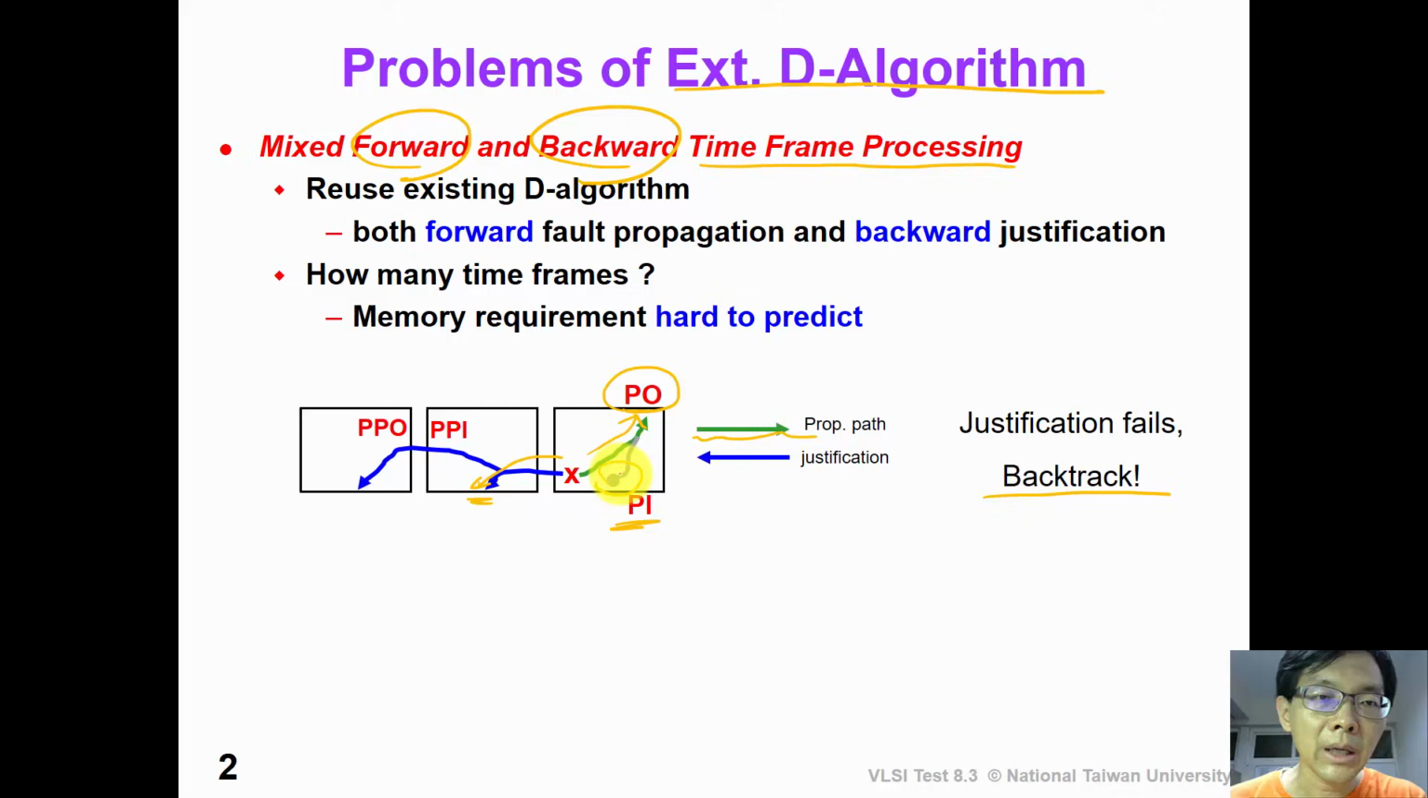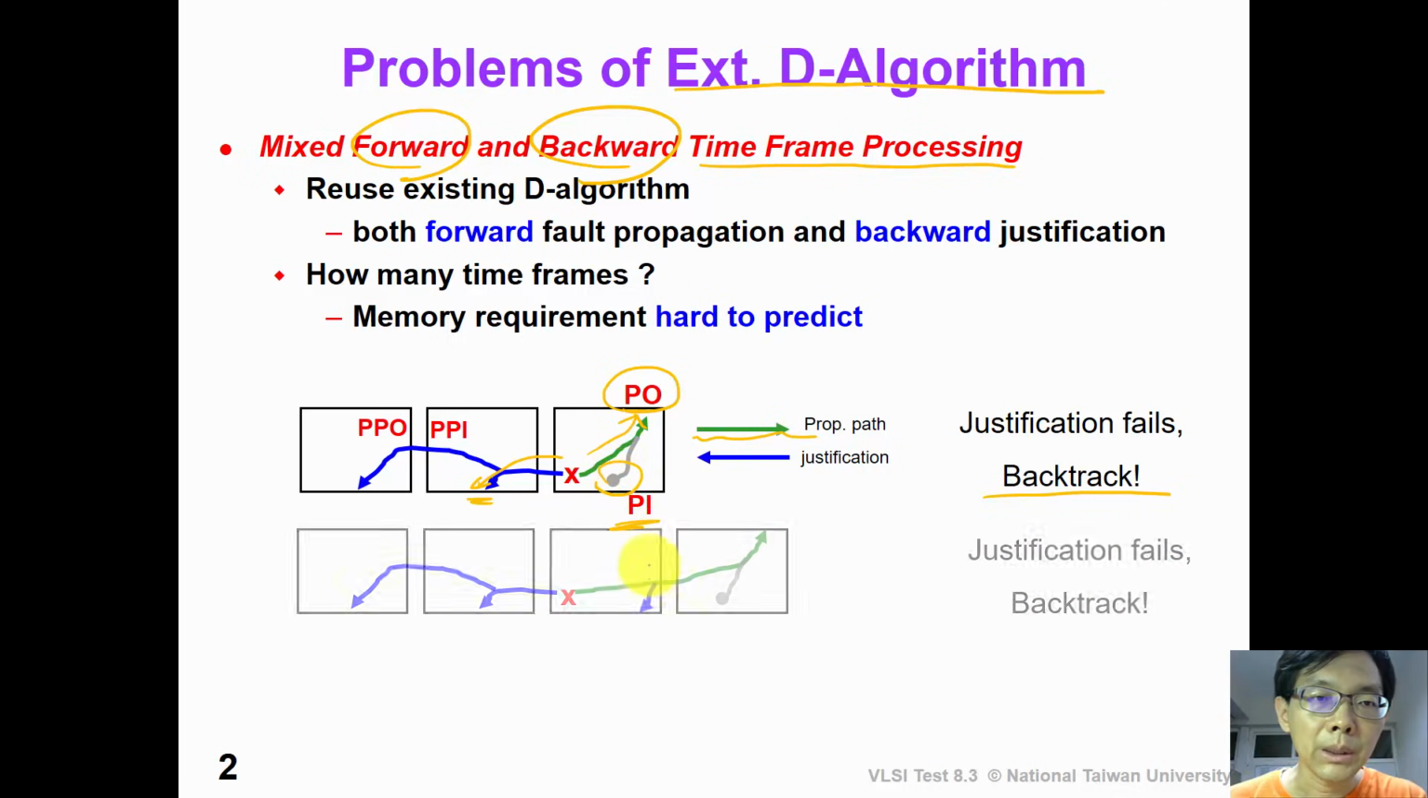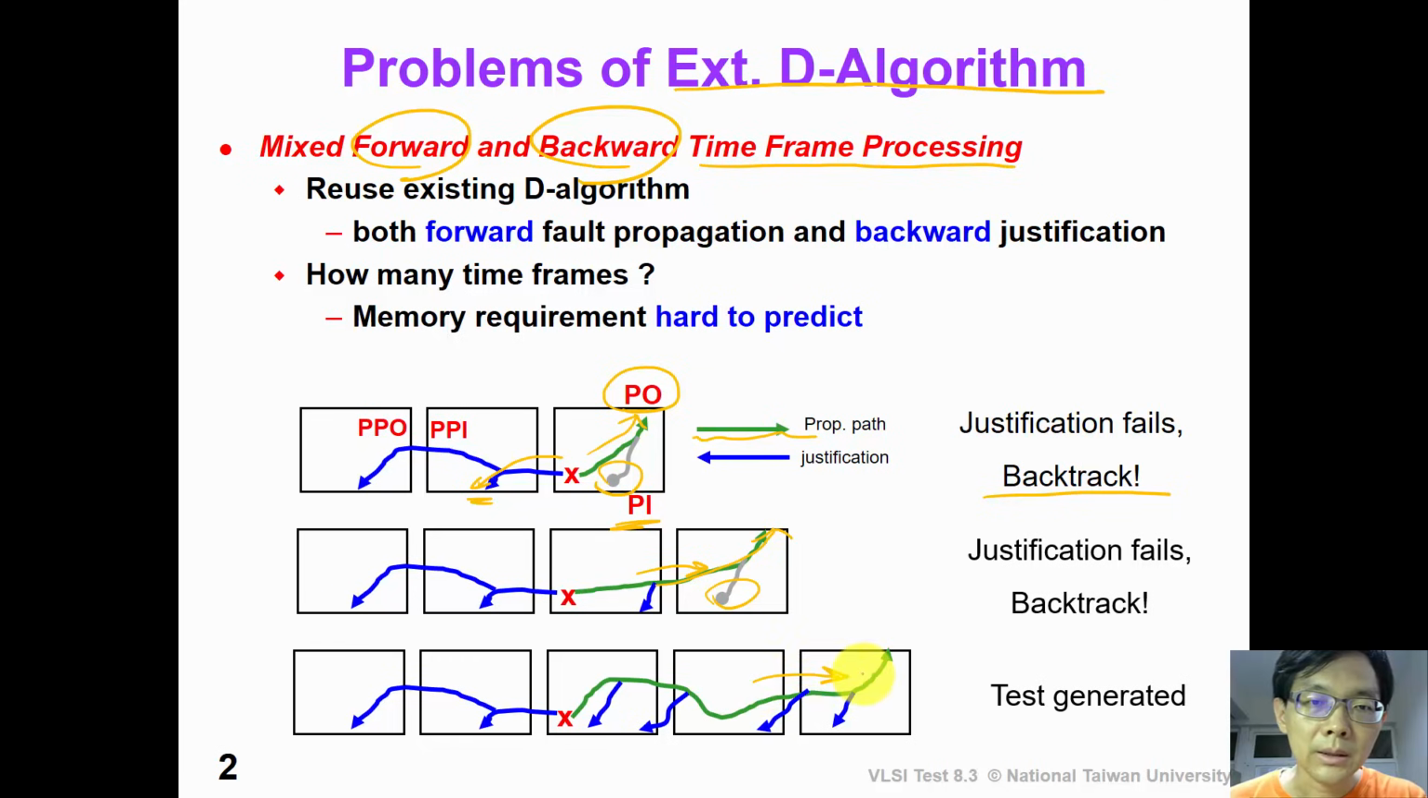For example, if we have a failure here, then maybe we will try to expand the time frame to the right for one more time frame. And we try this new propagation path. In case we encounter another justification failure, then we would try some other path. Finally, we propagate the faulty effect to the primary output and the test is generated. Totally, we use 5 time frames to generate this test.